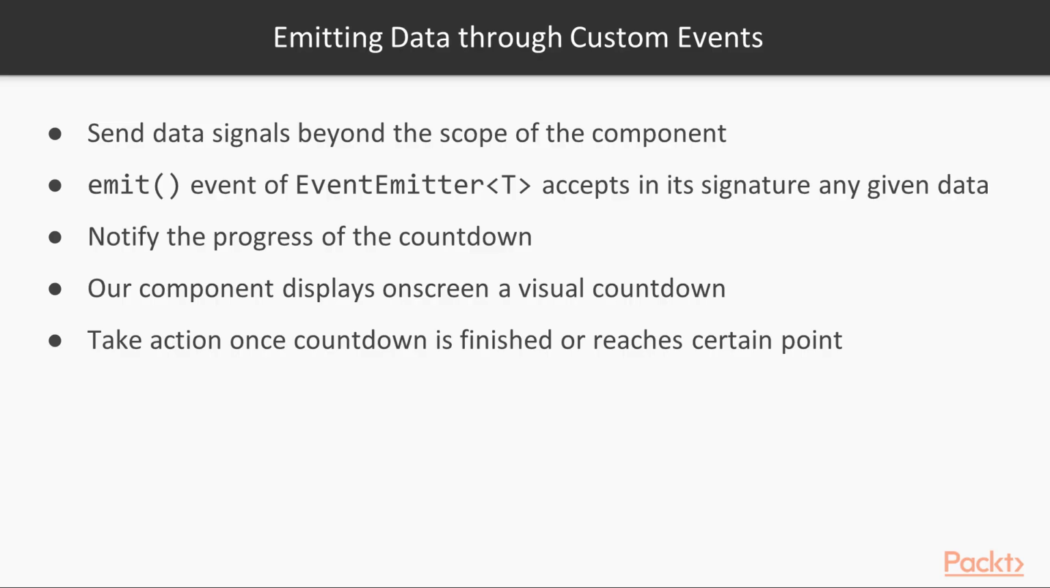Now that we know how to emit custom events from our component API, why don't we take a step further and send data signals beyond the scope of the component? We already discussed that the emit method of the EventEmitter class accepts in its signature any given data of the type represented by the T annotation. Let's extend our example to notify the progress of the countdown. Why would we ever want to do this? Basically, our component displays on screen a visual countdown, but we might want to watch the countdown progress programmatically in order to take action once the countdown is finished or reaches a certain point.